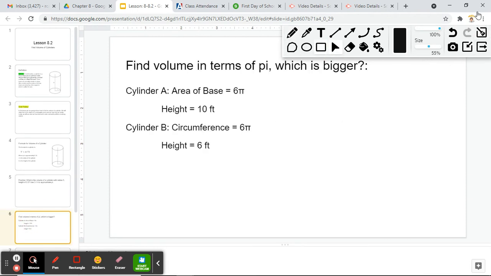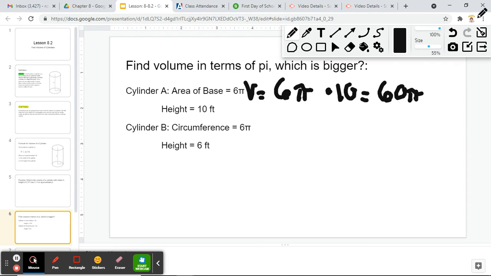Alrighty, next we can go into our other one here. We want to find, in terms of pi, which is larger. So our area of our base is 6 pi. Our height is 10, so that means our volume is going to be 6 pi times 10, which is equal to 60 pi. Here, this tells us our circumference is 6 pi.